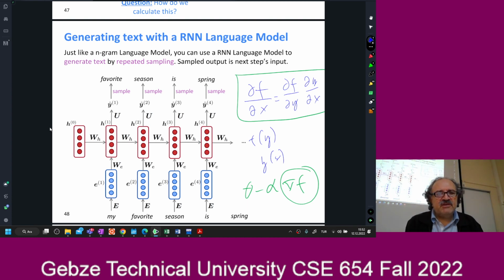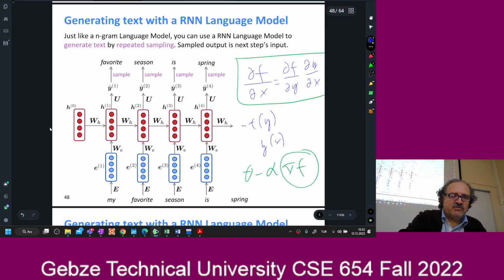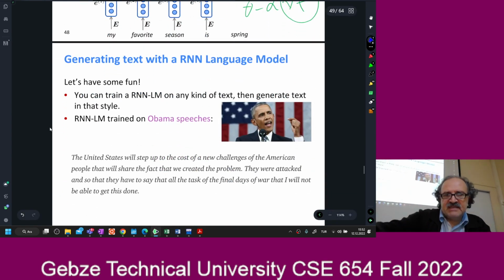Remember our text generation stuff? We can do exactly the same thing. You just give your words. My favorite season is, it is supposed to produce something like spring. Then I would put spring in and get another word, another word, another word. So that way RNNs would produce sentences.